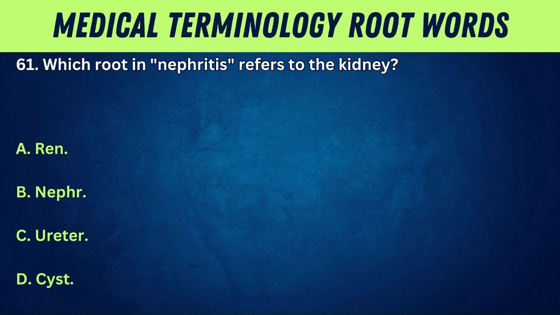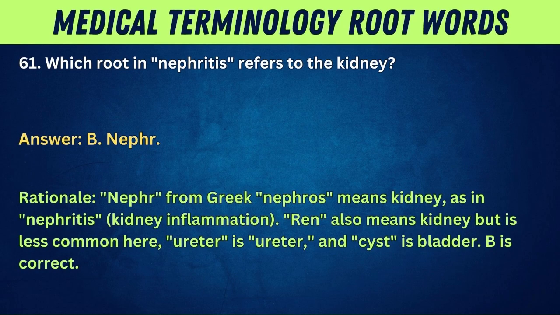61. Which root in nephritis refers to the kidney? A. Ren. B. Nephr. C. Ureter. D. Cyst. Answer: B. Nephr. Rationale: nephr from Greek nephros means kidney, as in nephritis, kidney inflammation. Ren also means kidney but is less common here. Ureter is ureter, and cyst is bladder.